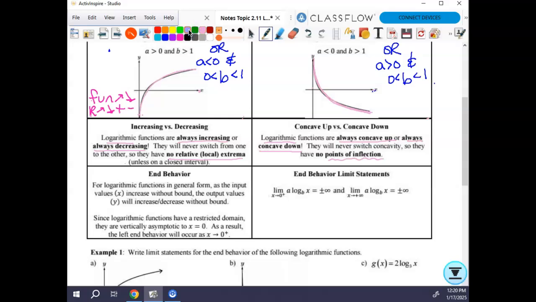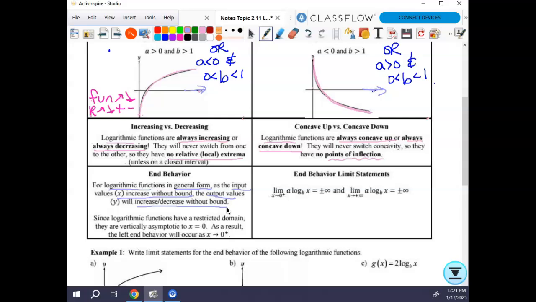Okay, end behavior. So for log functions in general form, that form up there where the only transformation I possibly have is the a, as the input values increase without bound, if it's increasing without bound, what does that mean? Where are we going? Infinity, okay? As x goes to infinity is what that is saying. So for both of these, as x goes to infinity, my y is going either to infinity or negative infinity. So the output values will increase or decrease without bound. It's my only option there.